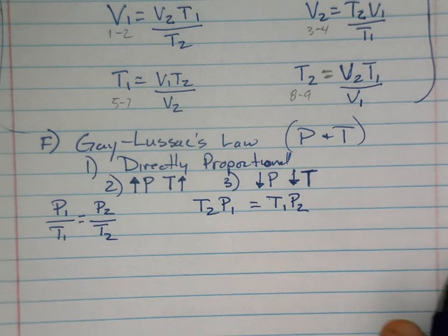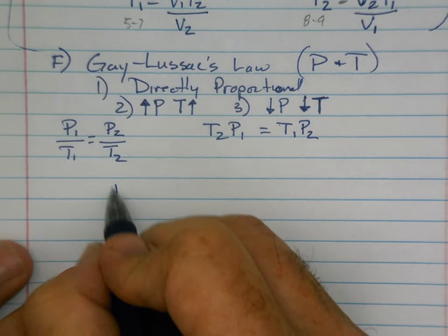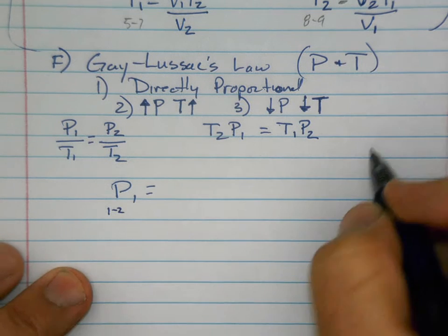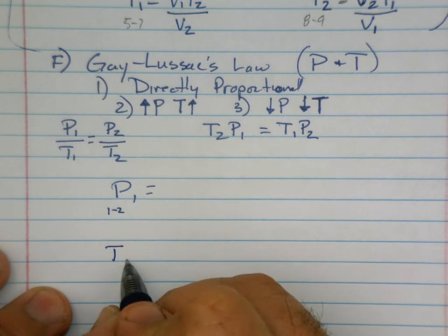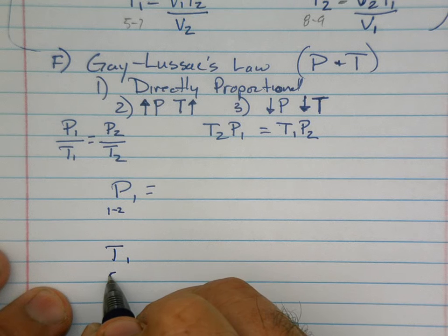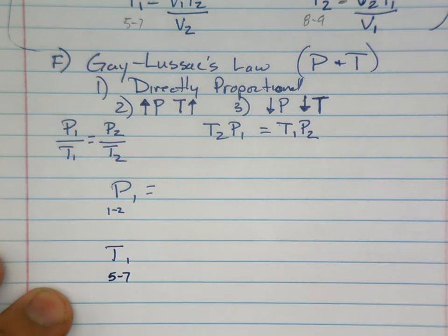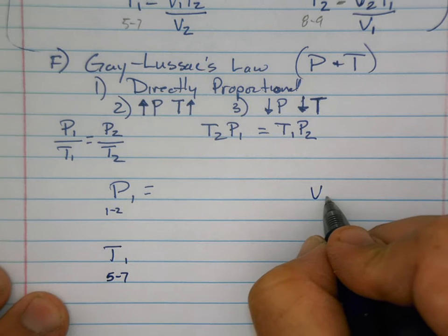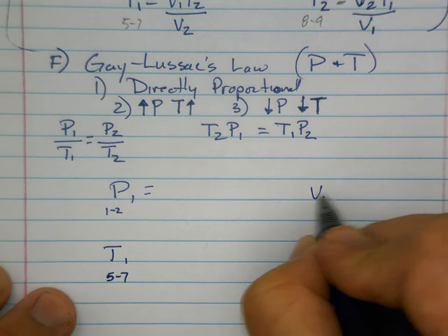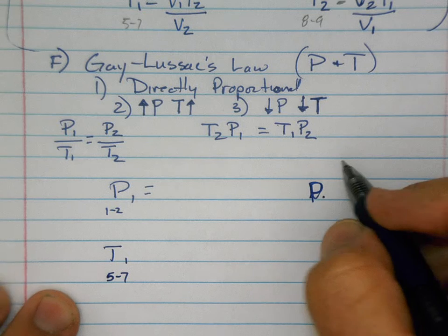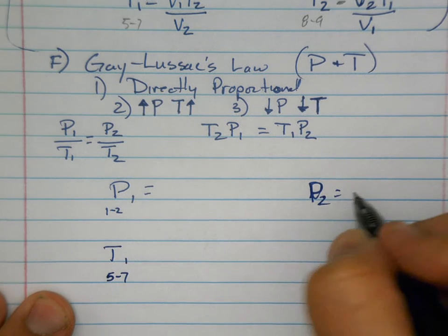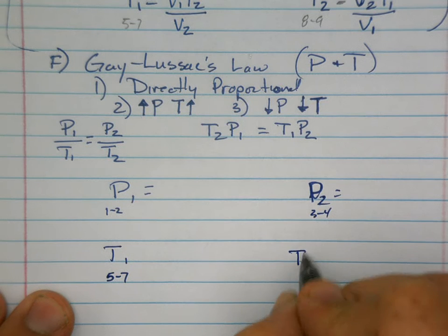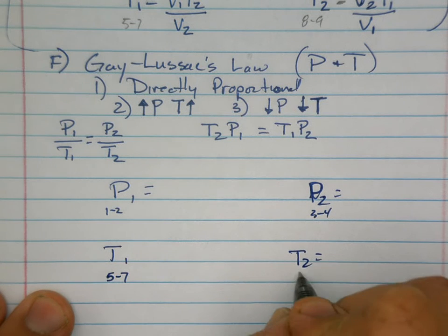And just like before, let's have you solve for pressure 1. That'll be groups 1 through 2. We'll do temperature 1, that'll be groups 5 through 7. Sorry, I didn't mean to jump out of order there. For pressure 2, that'll be groups 3 through 4, have you do that one. And then for temperature 2, that'll be groups 8 through 9.